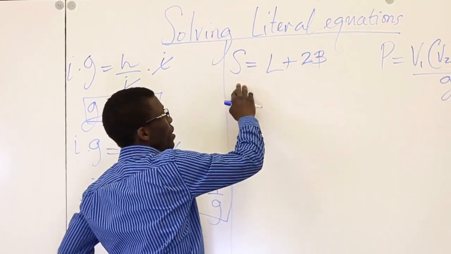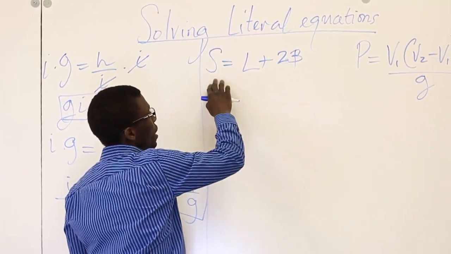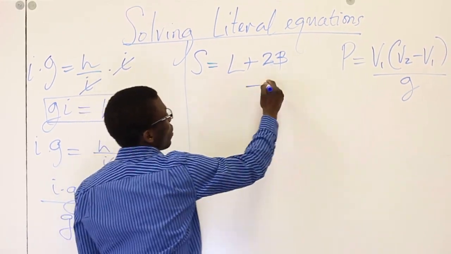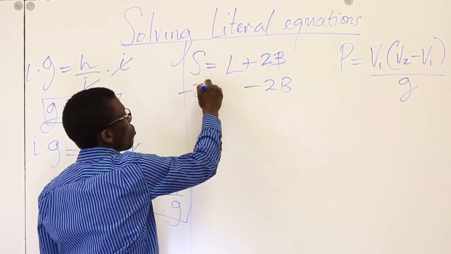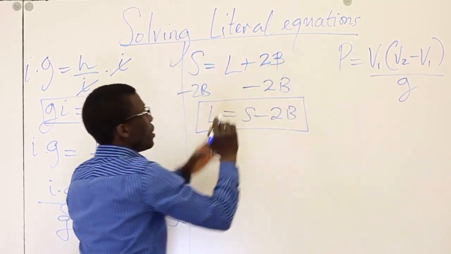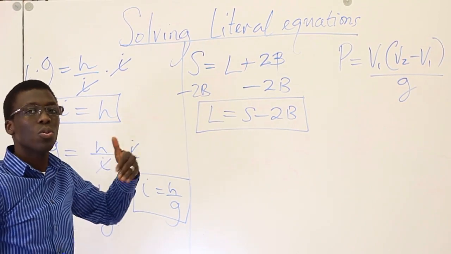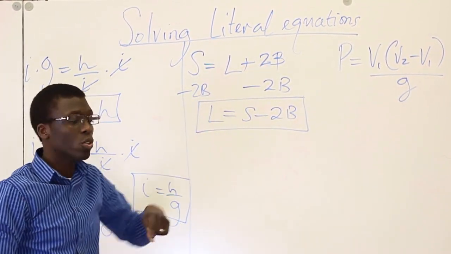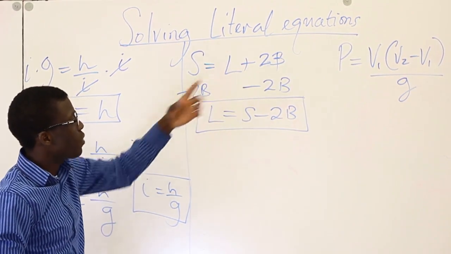Now, we have here a formula of surface area, of course, and we have S is equal to L plus 2B. Let's say we're solving for L. Well, then we just subtract 2B from both sides. So L is S minus 2B. You see, we moved the 2B over, and we used the inverse property of addition, the opposite of 2B, which is negative 2B.